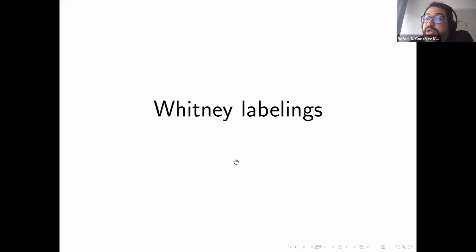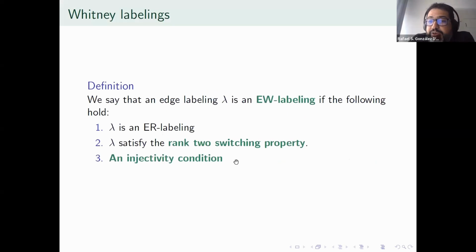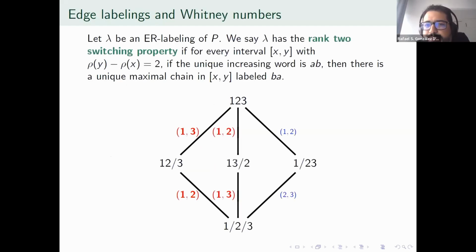So we created a new type of labeling that we call an EW labeling. An EW labeling has the following property. It's an ER labeling. It also has something that I'm going to describe called the rank two switching property, and some other injectivity condition. The injectivity condition I'm not going to discuss here. We believe it's necessary for the proof of the theorem that I'm going to state, but also in most of the labelings that we have found it is kind of natural to have it. It doesn't have to have it, but it's natural to have it.